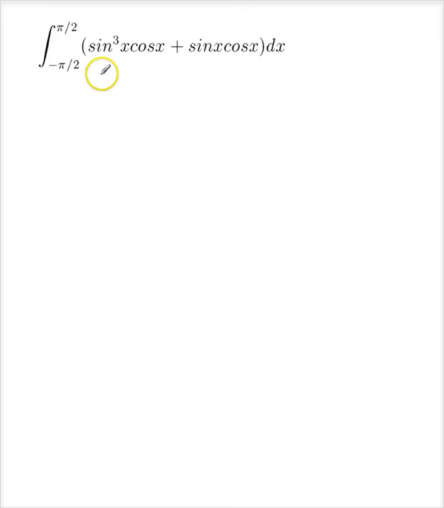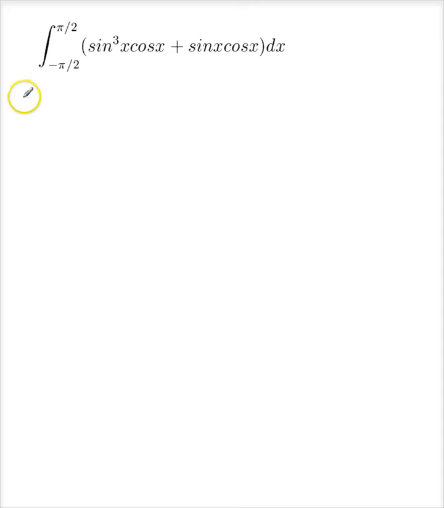Let's see how we can use this. I want to look at the integral from negative pi over 2 to pi over 2 of sine cubed x cos x plus sine x cosine x. Now I can do this integration, but sometimes it's easier if I can skip a step or two.